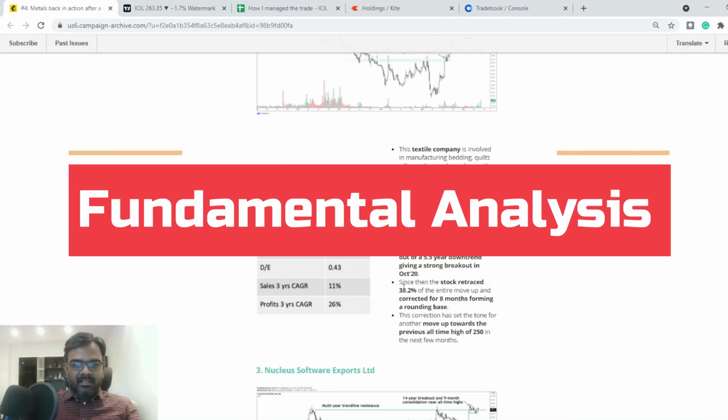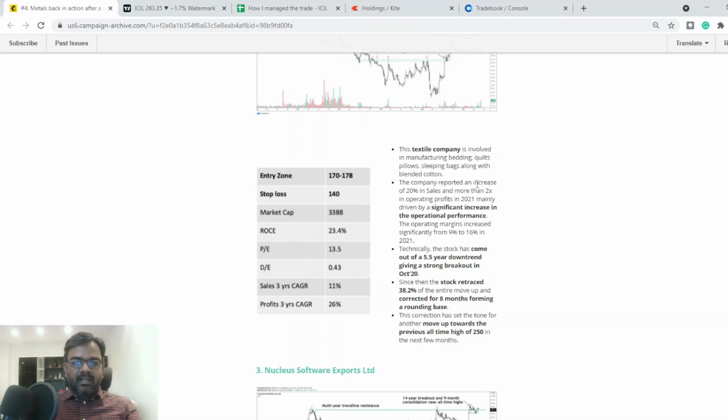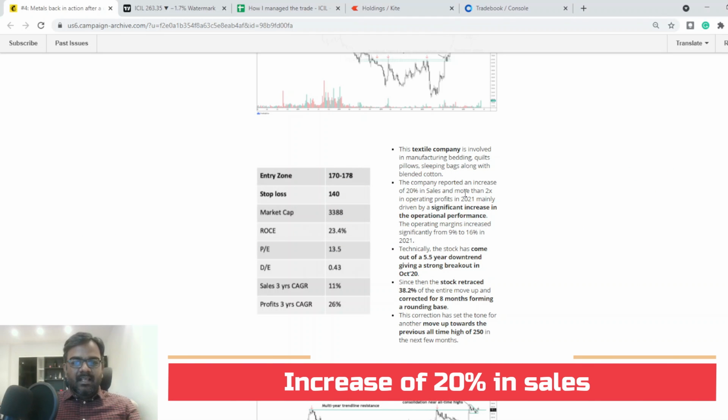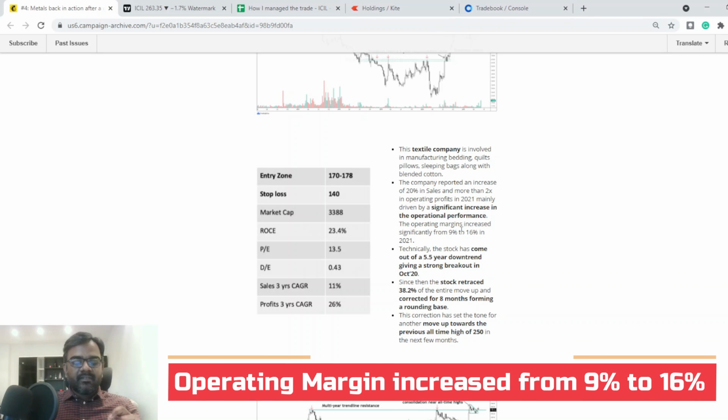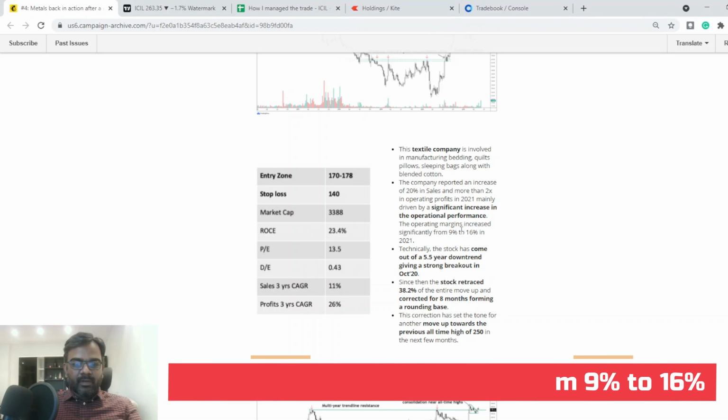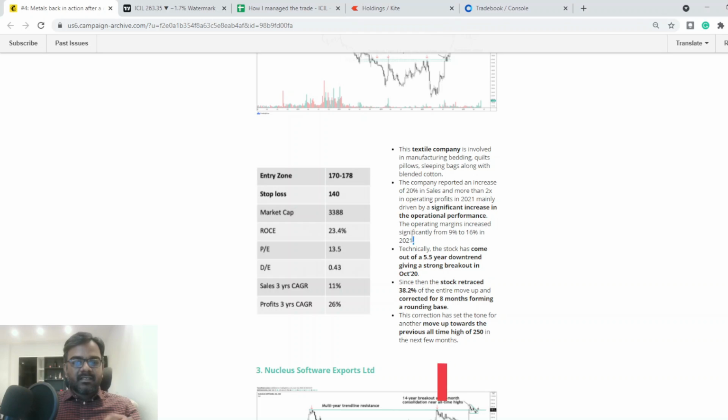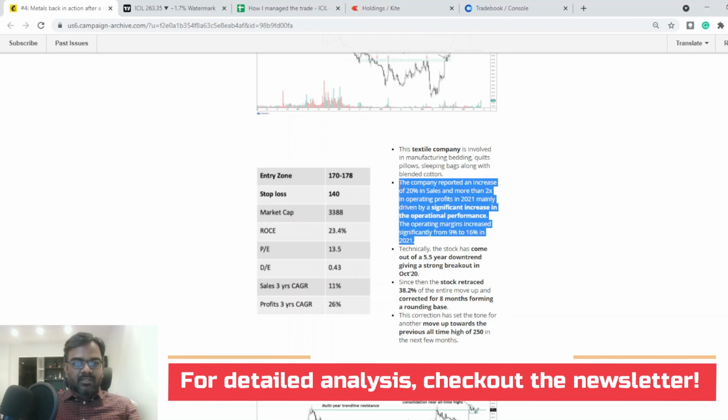We'll come to the technical reasoning shortly, but the fundamental reasoning here is clearly that the company reported an increase of 20% in sales and more than 2x in operating profits in 2021, mainly driven by a significant increase in operational performance. The operating margins increased significantly from 9% to 16% in 2021. That's the fundamental reasoning why I picked this stock.